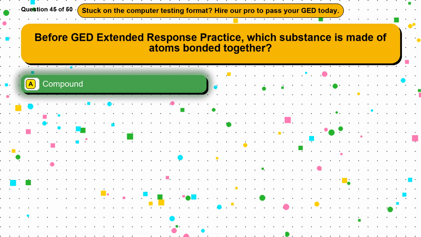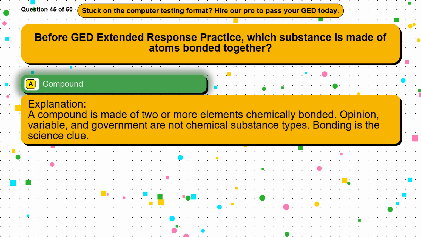The correct answer is option A, compound. A compound is made of 2 or more elements chemically bonded. Opinion, variable, and government are not chemical substance types. Bonding is the science clue.